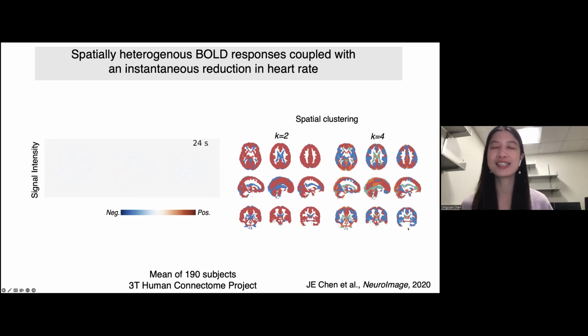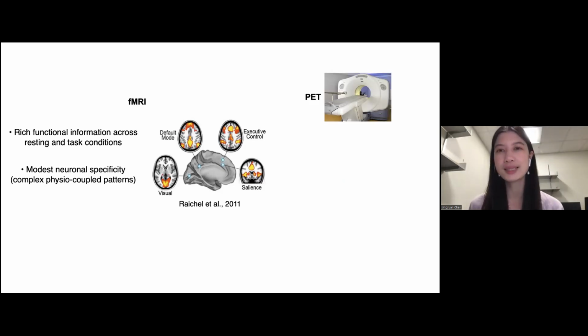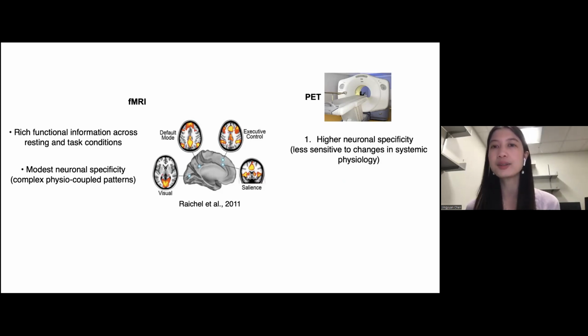This is a bit concerning, meaning some of these network structures you see by fMRI may not simply arise from neuronal mechanisms. Some may arise from vascular mechanisms. That's a general concern about fMRI for many people. While it has excellent sensitivity and whole brain coverage, it also has relatively modest neuronal specificity. To address this limitation, we can think about combining information across different modalities. For instance, PET imaging looks at brain metabolism and neurochemical processes.